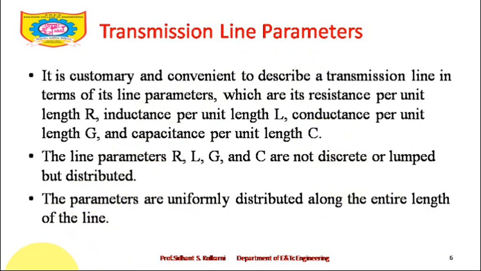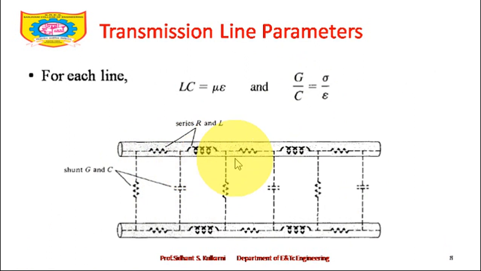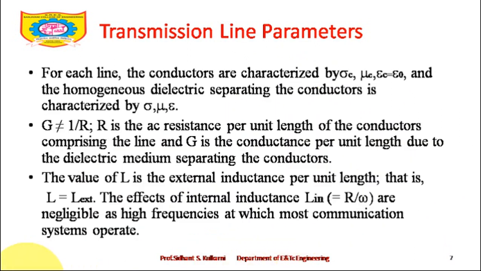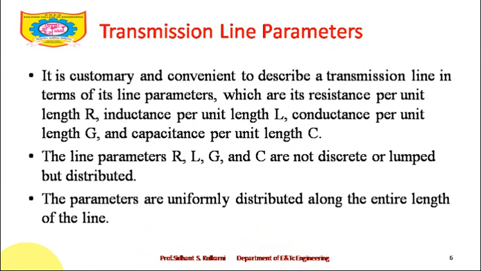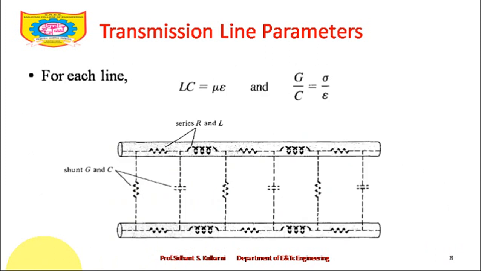What I mean to say is, these parameters are distributed over the length of the transmission line. At one particular point I cannot say the resistance is this much. I need a certain length of transmission line provided, and then only I can tell those values directly. The parameters are uniformly distributed along the entire length of the line. Let's take an example, and then we will proceed. There is one impedance of the transmission line associated with it, called the characteristic impedance Z0.